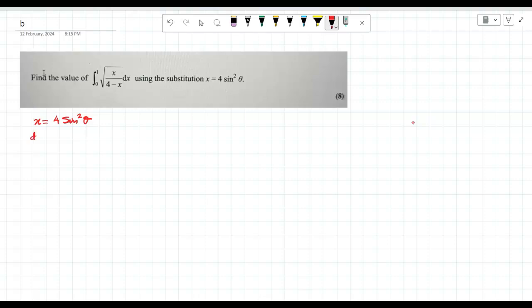So dx by d theta. I couldn't differentiate this thing. How do you differentiate this? What is the meaning of 4 sine? This is 4 sine theta the whole square. So that's 4 times 2 sine theta into derivative of sine theta, which is cos theta. Oh, like that. So what is my dx? 8 sin theta cos theta d theta.